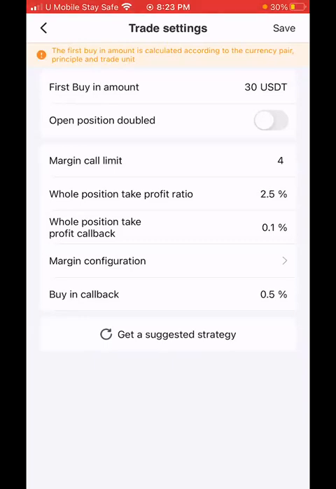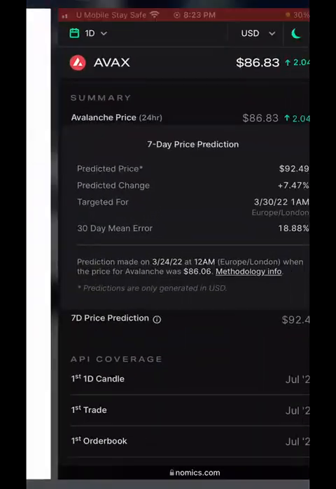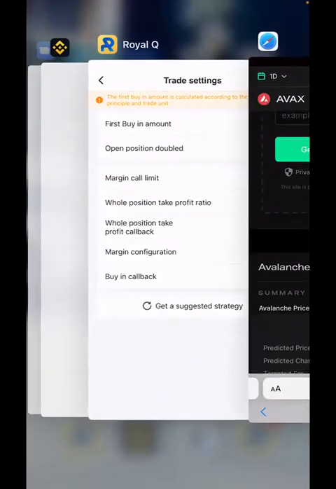I believe that my explanation helps you to understand how to use this wonderful app, Nomics, and trade your RoyalQ perfectly.